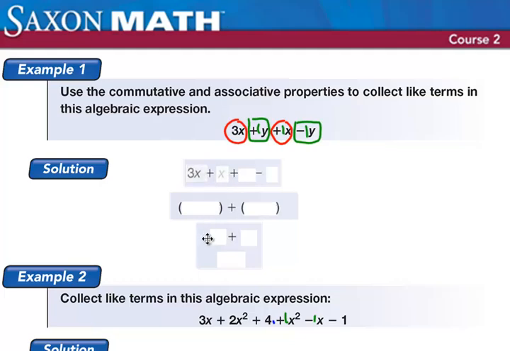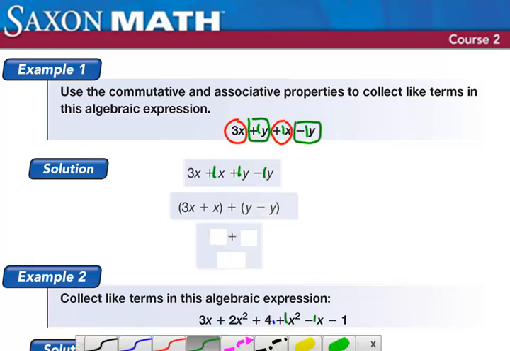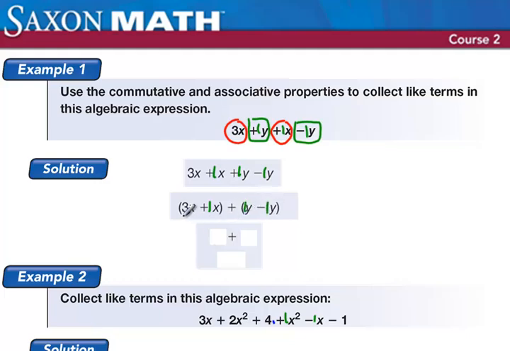So we will arrange those: 3x plus 1x, positive 1y, and a negative 1y. Again, we'll put those numbers in front so that you know there's always a number 1 if there is no number listed. I'm going to put those ones in there just to remind us. We have a positive 3 and a positive 1. When the signs are the same, we add and keep the signs the same. So 3 plus 1 is 4, and we have a positive 4x.